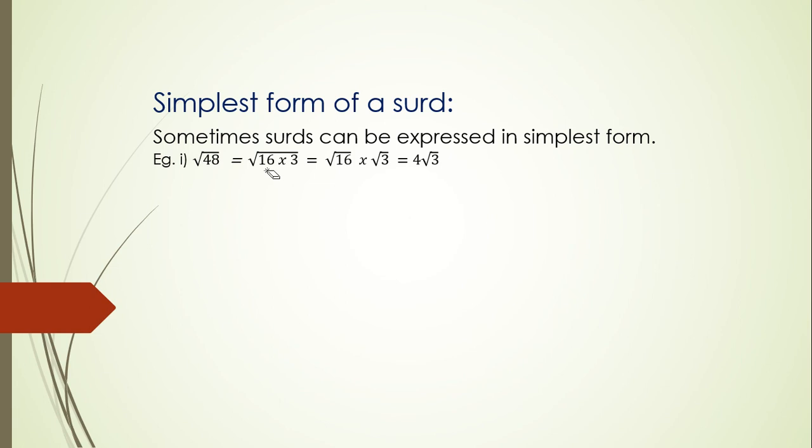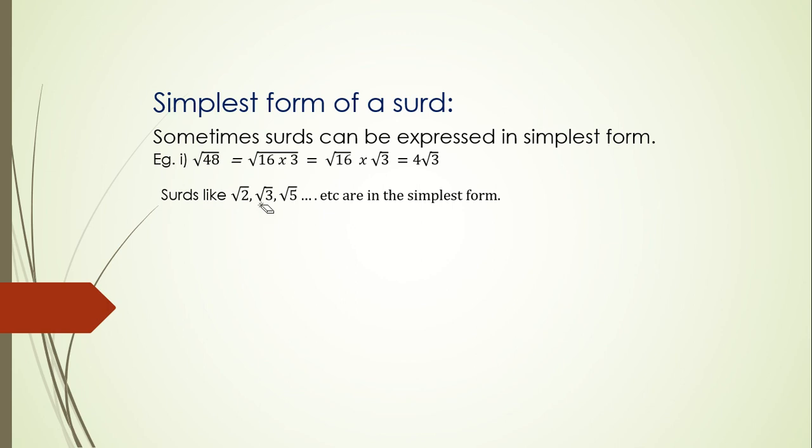Like for example 16. 16 is square of 4. So I can factorize it in such a way, 16 into 3, and then root 16 is 4 because 4 square is 16, right? So I have factorized it in such a way that one number is a perfect square, and then root 16 becomes 4, and I get the answer 4 root 3. Now this root 3 further I cannot factorize or do anything. So now this is in the simplest form.